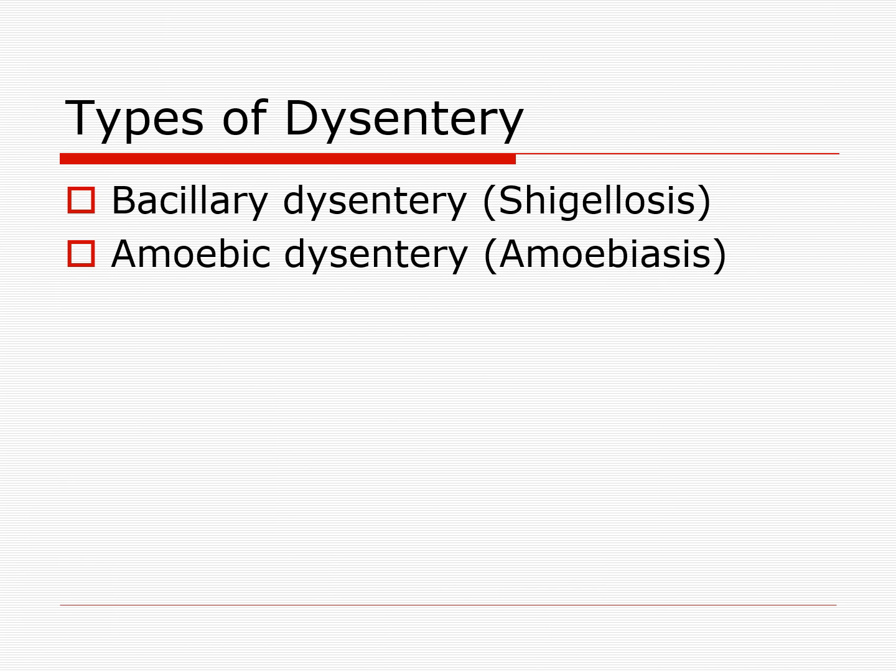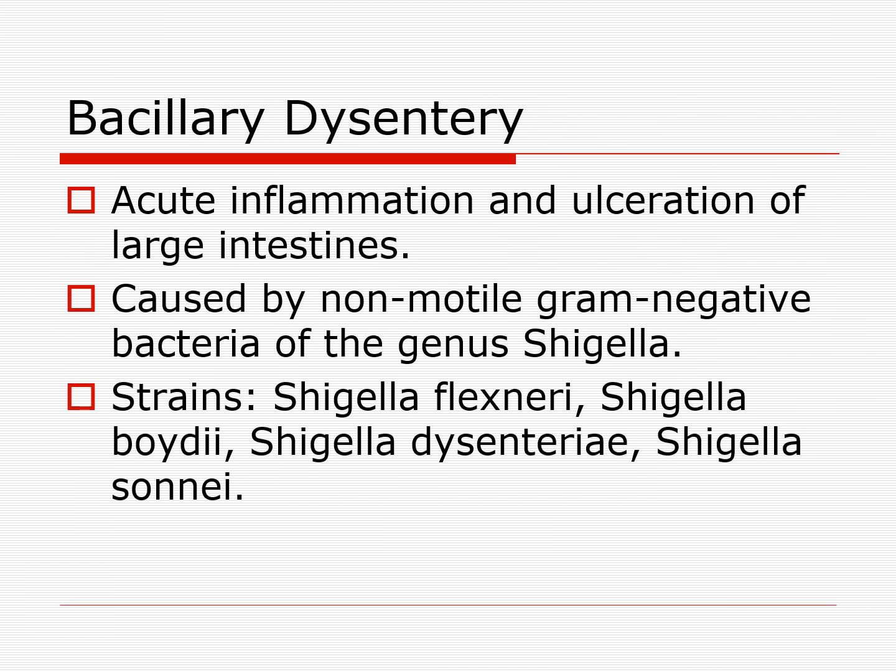There are two main types of dysentery. We have the bacillary dysentery, also known as shigellosis. We also have the amoebic dysentery, also referred to as amebiasis. So let's discuss each type of dysentery. We're going to start by discussing the bacillary dysentery first.